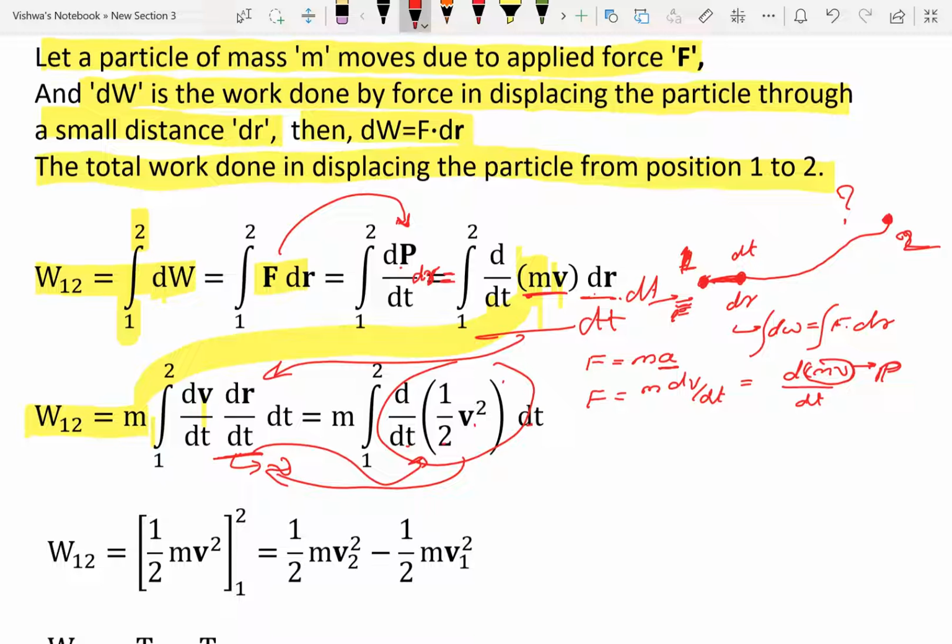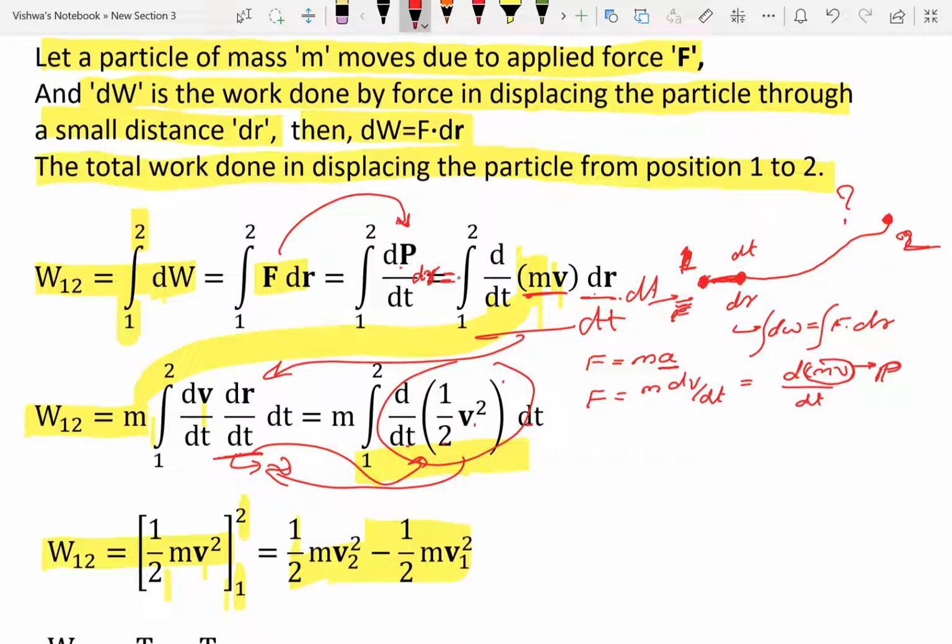Then total work done is equal to the integral of d of 1 by 2 mv square. So this integration value becomes 1 by 2 mv square from 1 to 2. Here 1 and 2 are the limits. Now substitute these limits, then it becomes 1 by 2 mv2 square minus 1 by 2 mv1 square. So what are 1 by 2 mv2 square and 1 by 2 mv1 square? That is kinetic energy.